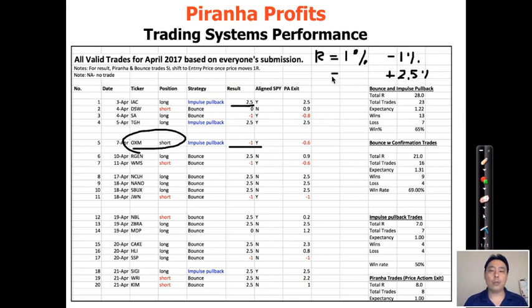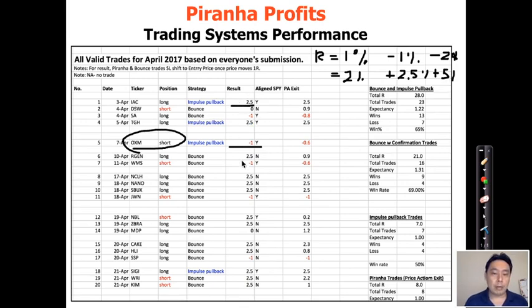Now, traders who are more experienced and more confident, they may risk 2% of their capital on each trade. So if you risk 2% of your capital and you have a loss, that's right, you lose 2%. But when you have a win, you win 2.5R, which means you win 5% return on your capital. See how this works, right?